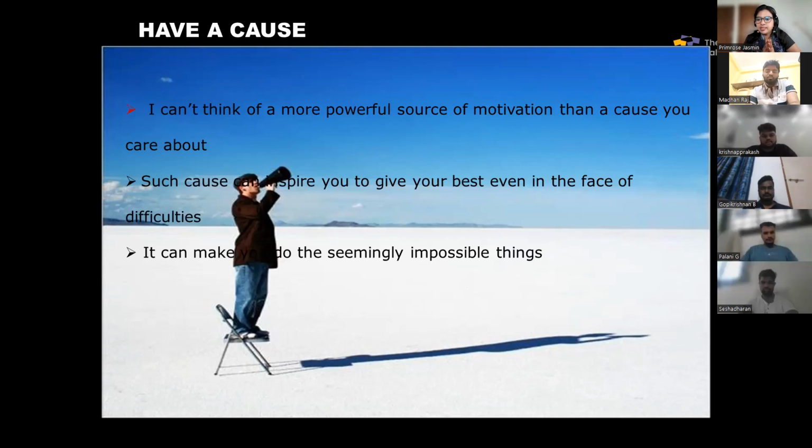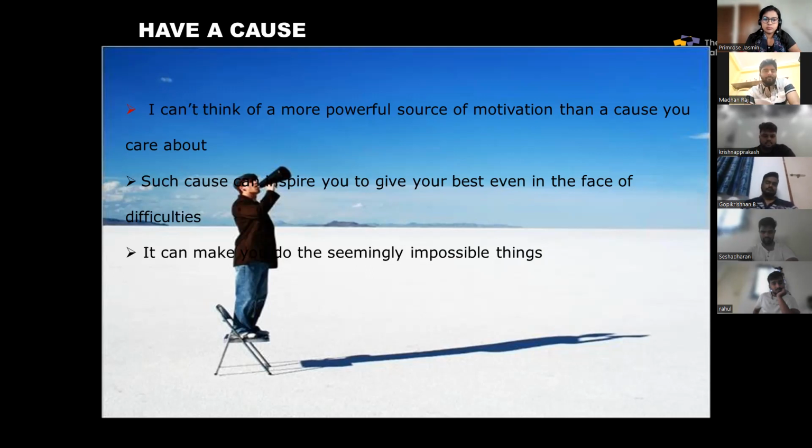Nelson, may I request you to read the slide for us, please? So have a dream. Okay. So have a cause. I can't think of a more powerful source of motivation than a cause you care about. Such a cause can inspire you to give your best even in the face of difficulties. It can make you do seemingly impossible things.